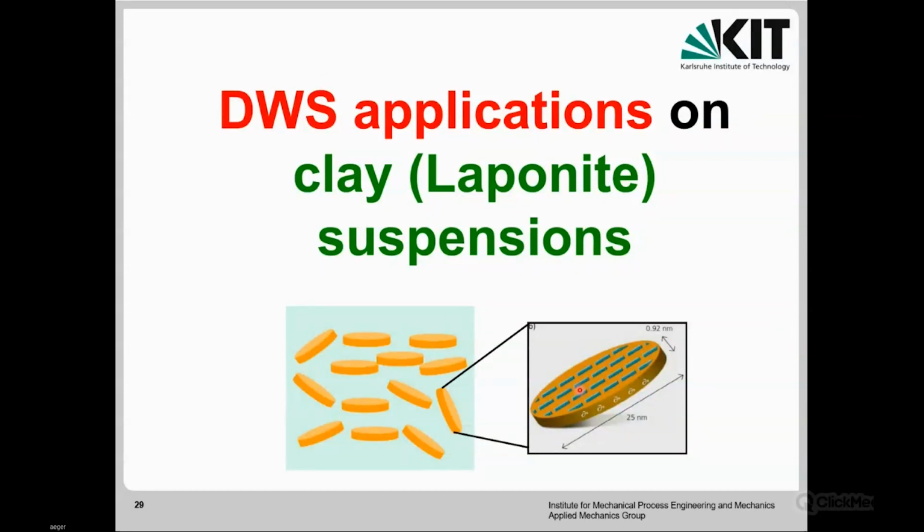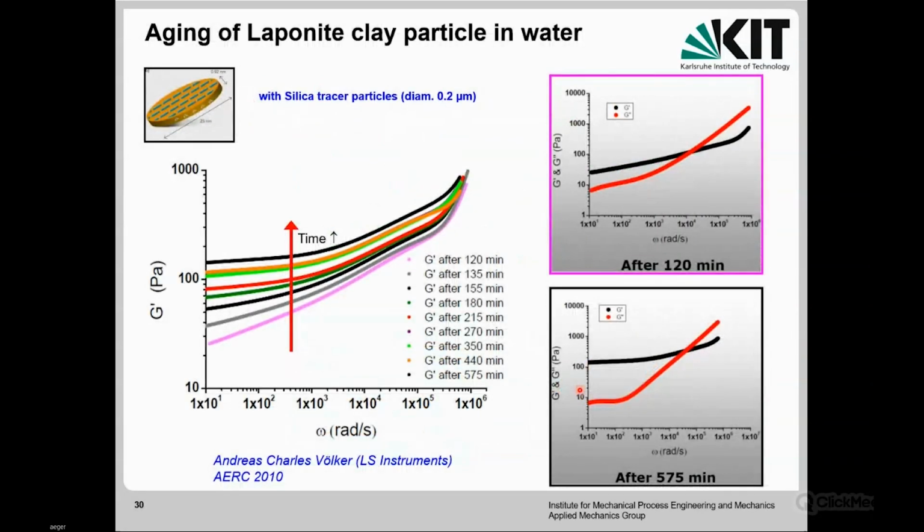And it's well known that these so-called laponite clay particles or gels also have an aging effect. This is something which was done a long time ago with LS instruments, following the aging effect on these samples. It was working quite well. You see J prime here is increasing over time. And this is one possibility to do with DWS.